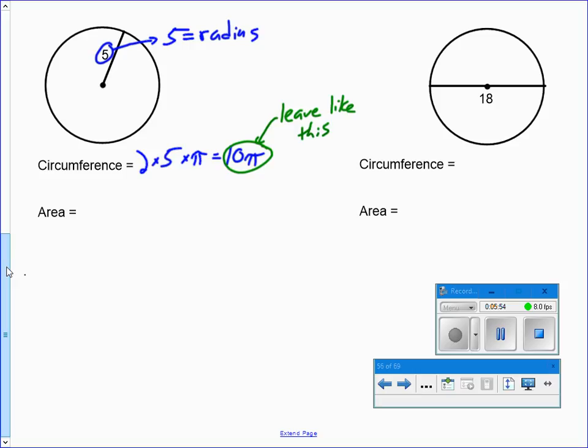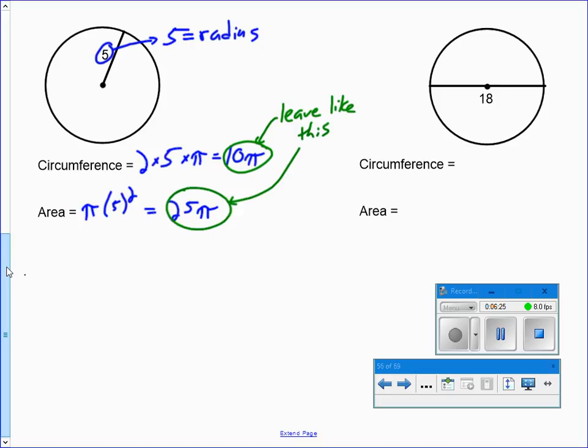Area is pi r squared. So that's going to be pi times 5 squared. 5 squared is 25. So our final answer is going to be 25 pi. And again, leave it just like that with the pi symbol. Don't need to multiply it out by anything, just leave the pi symbol in the answer. It's perfectly fine. So that's an example where we start with the radius.